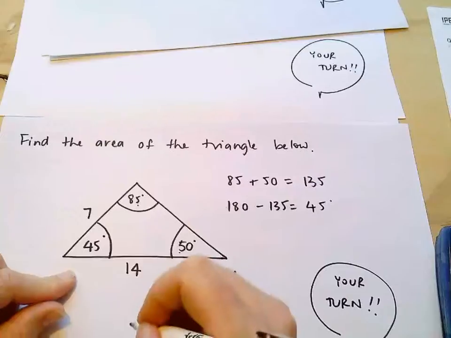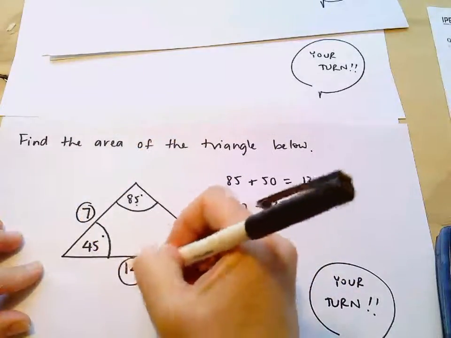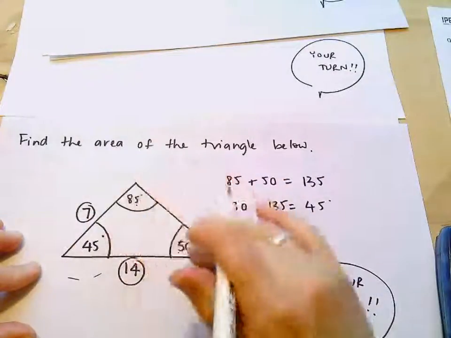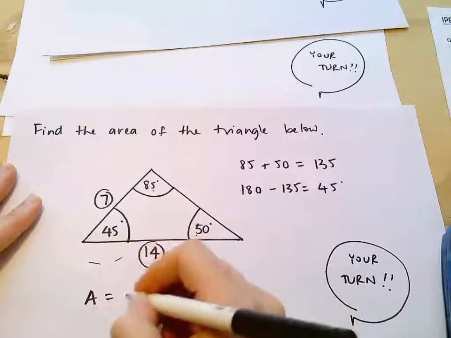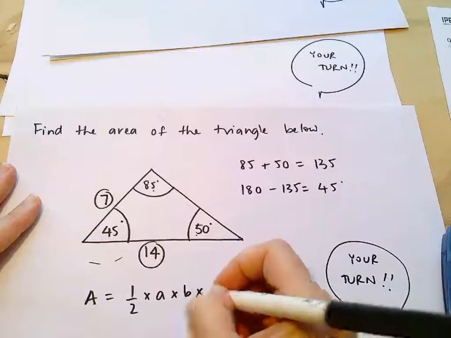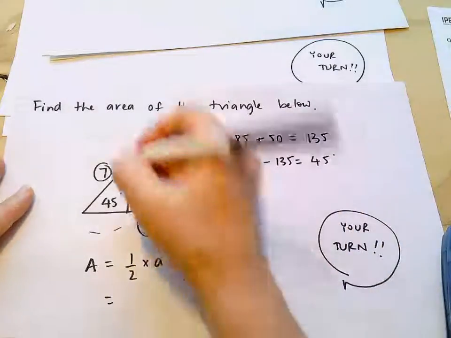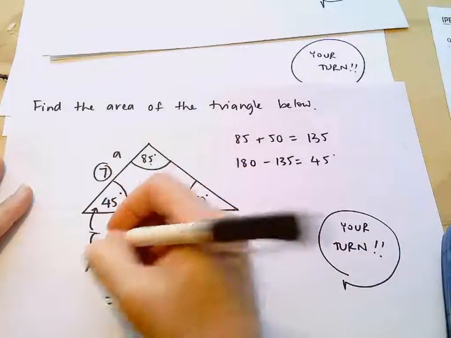Once I've got that, of course, I can work out the area because I now have two sides and the included angle here. These ones now don't make any difference to me. So my formula here is area equals half of A times B times sine C. And of course I plug my things in, doesn't matter, I'm just going to make these A and B. This of course here is my C.